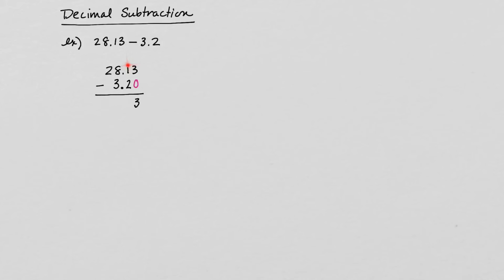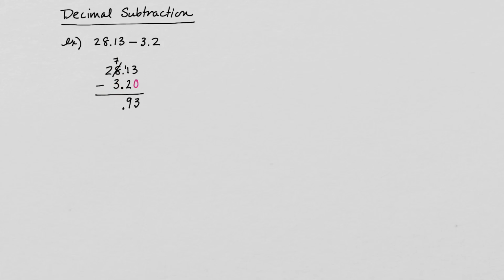If I look here at this next column, the 1 and the 2, I can't take 2 away from 1. So just like in regular subtraction, you have to borrow, the same thing has to happen here. So I'm going to borrow from the 8, it's going to become a 7, and I'm carrying over 10. So now the number here is 11. So I have 11 minus 2. And if you look at 11 minus 2, that's 9. The decimal point comes down.